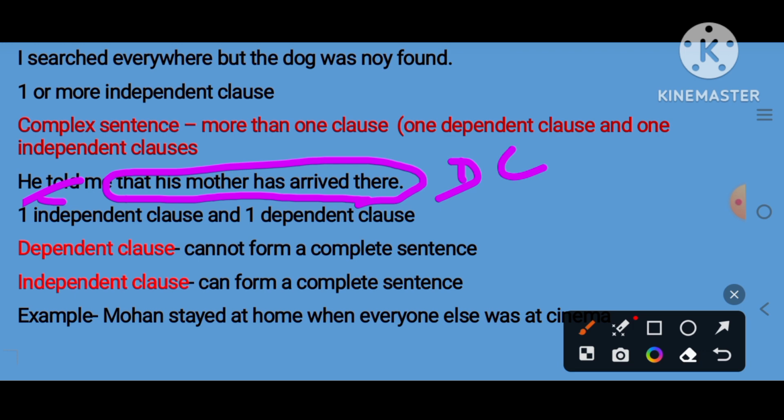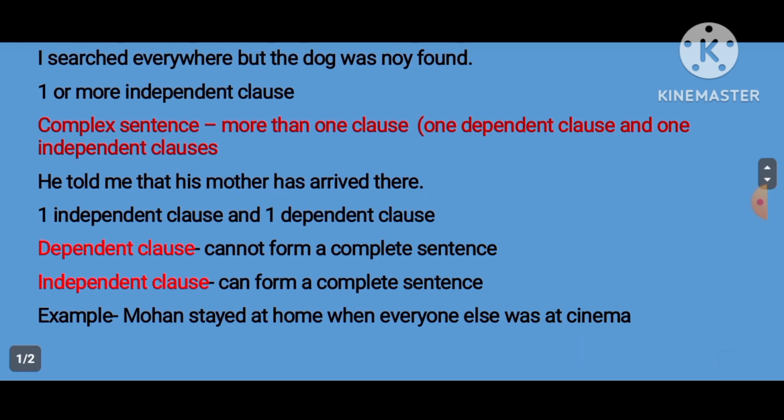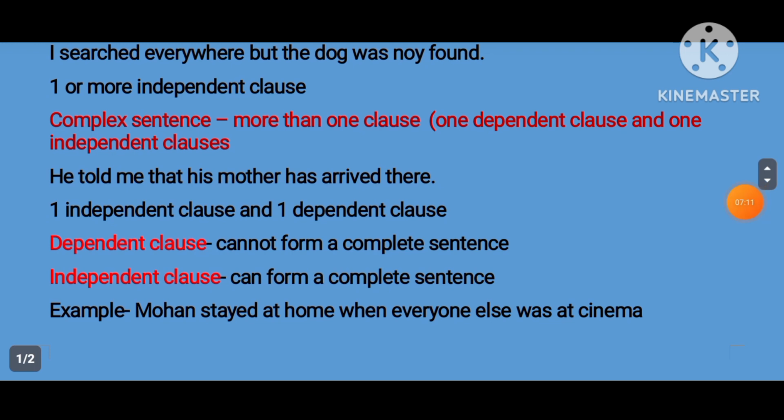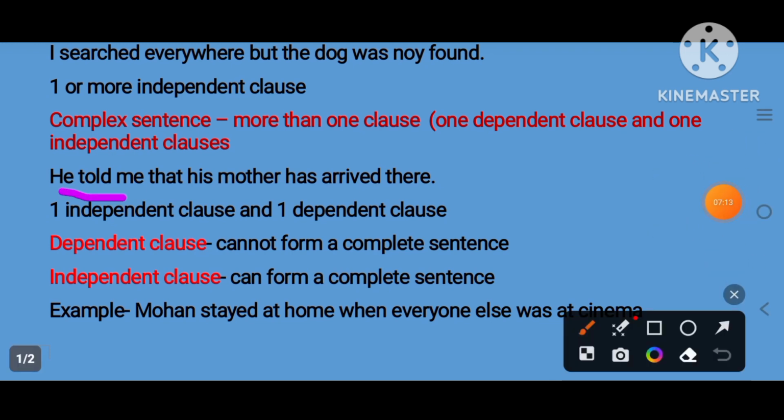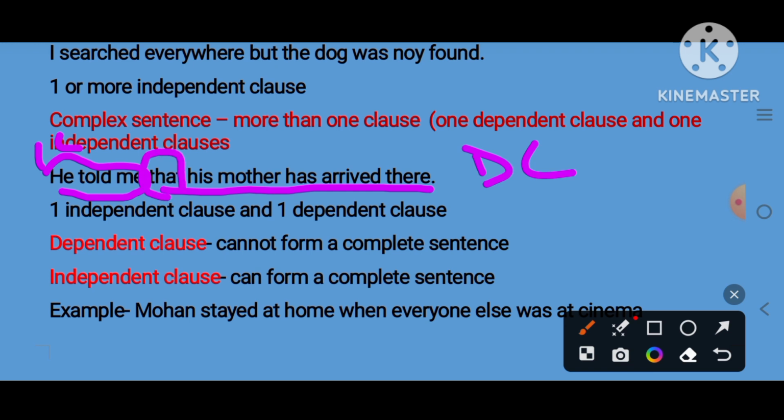That his mother has arrived here. This sentence does not give us a complete sense. So if we join it with he told me, we can say that this is a complex sentence. He told me is the independent clause and that his mother has arrived is the dependent clause, joined with that.